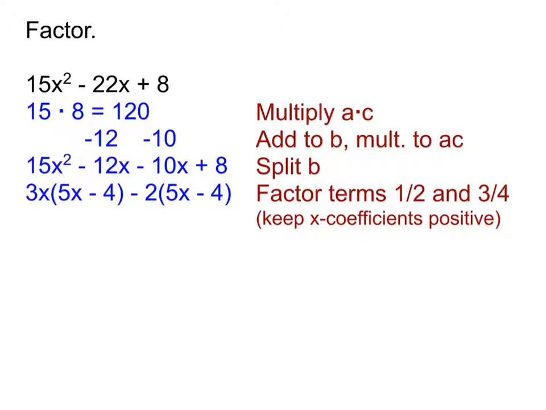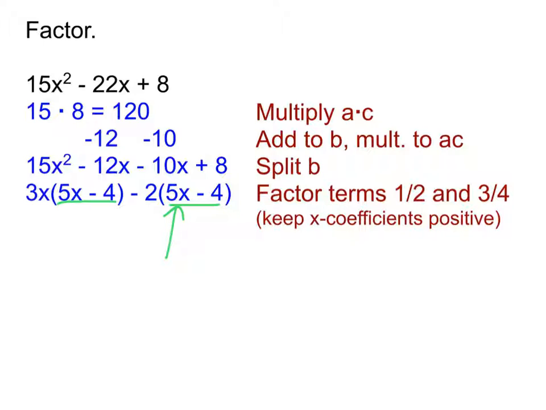And when we can see this result, it makes it a little bit easier to see why I need to keep the x coefficients positive. Because when I first factored out that 3x, I ended up with 5x minus 4 inside of the parentheses. If I had factored out a positive 2 instead of a negative 2, I'd have negative 5x plus 4 here. It wouldn't be the same. If those parentheses are not the same, I can't factor it from here. And that's what I have to do next. And so, in order to keep them the same, we keep that x coefficient also the same.